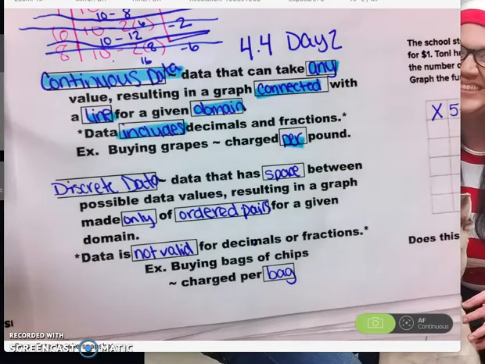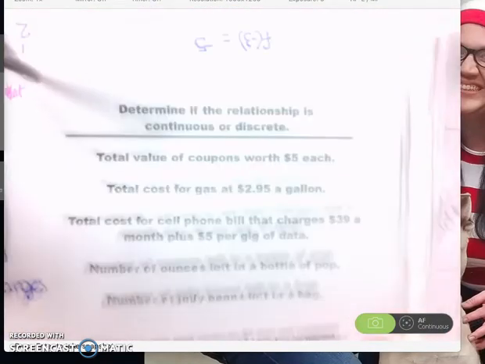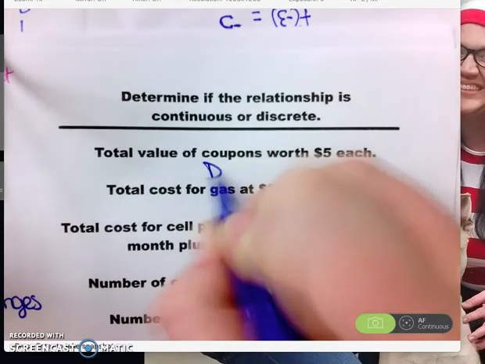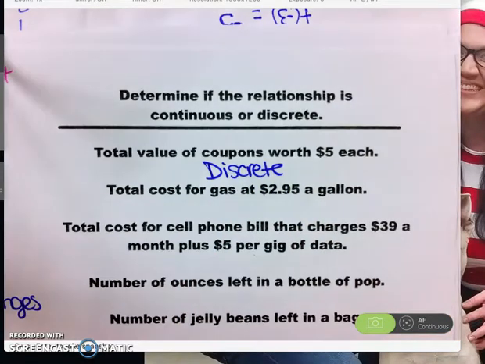Okay? So here, total value of coupons worth $5 each. That's going to be discrete, because I'm not going to have a partial amount. It's just going to be certain numbers. So if I have 1 coupon, $5. 2 coupons, $10. 3 coupons. I can't have a coupon and a half.